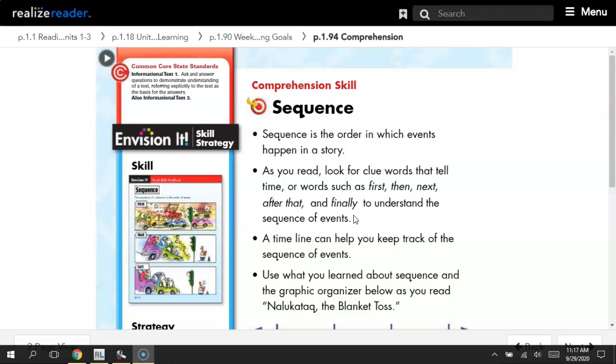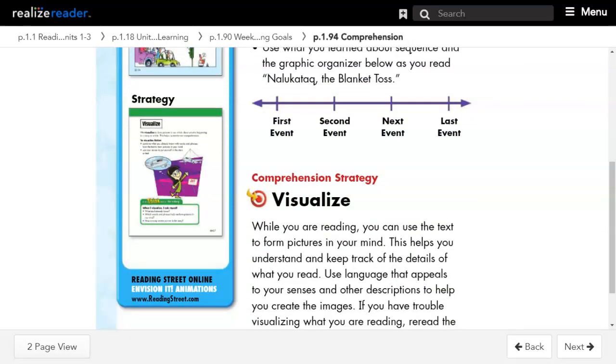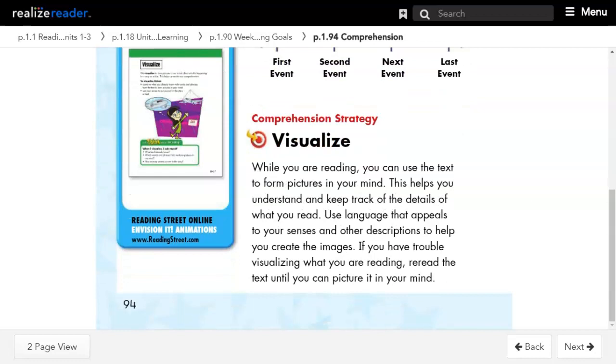Something that would help us with that is another target skill that we're going to be looking at. And that target skill is visualize. You might also hear the term visualization. When we visualize something, I always think of my eyes. Vision, visualize, okay? When we're reading or trying to visualize something, we actually form a picture in our mind. This will help you understand and keep track of details in what you read, all right?